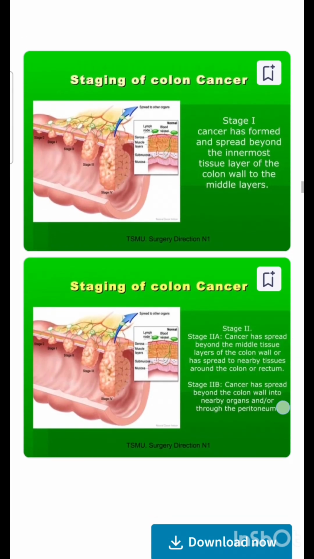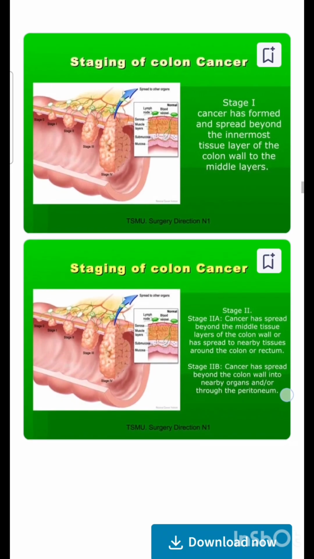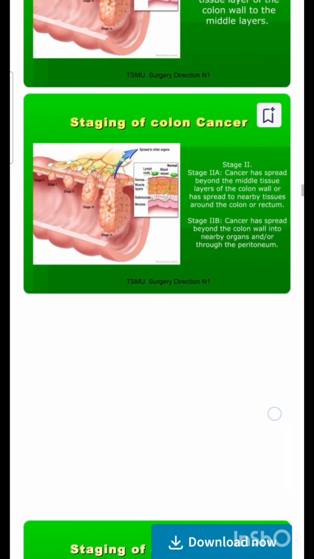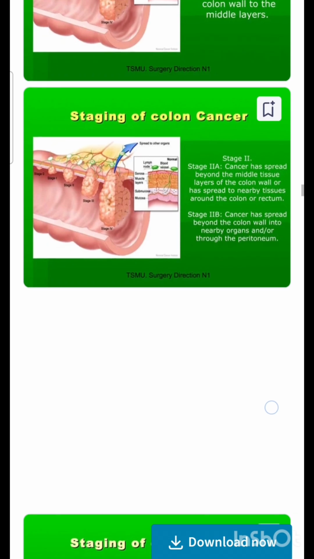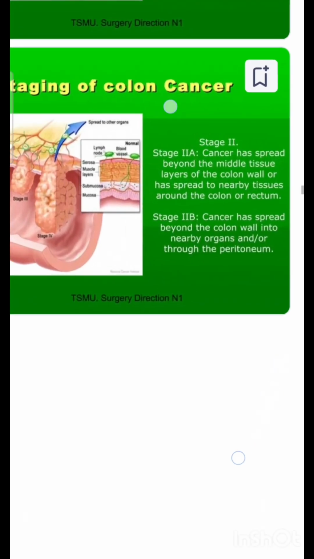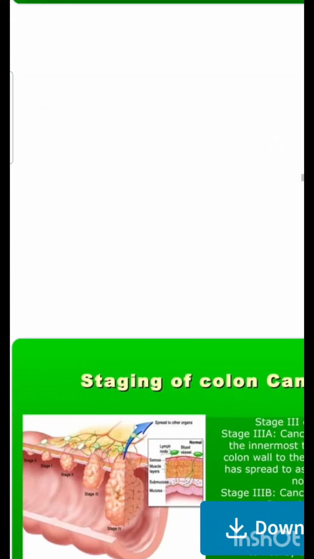Then stage 1 is cancer that has formed and spread beyond the innermost layer of the colon wall to the middle layers, and stage 2A is cancer that has spread beyond the middle tissue towards the colon wall or has spread to nearby organs and or through the peritoneum.